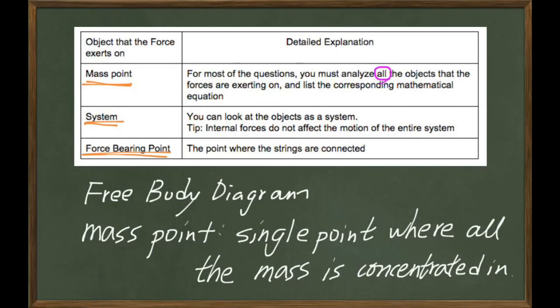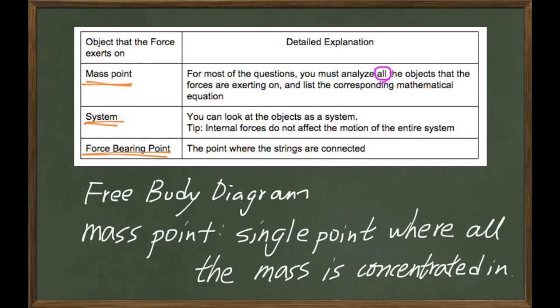Why is the key word all? Well, it's pretty simple. Let's say that there are forces exerting on two objects. Since the forces are exerting on both objects, you should analyze both objects. What if there are three objects? Well, you should also analyze all three of them. A lot of beginners get really excited once they solve for only one object and put that down as the answer when they really should be analyzing all the objects.